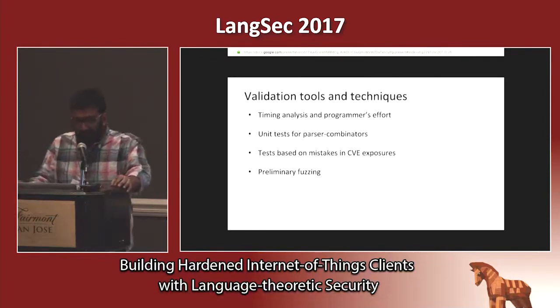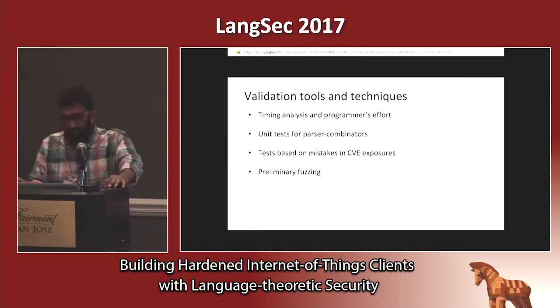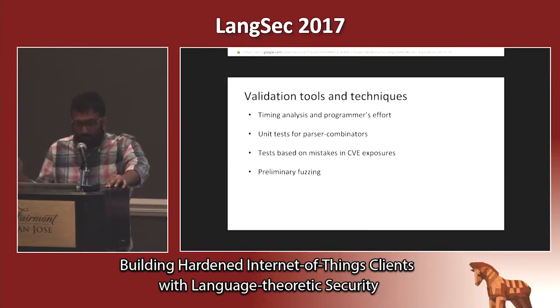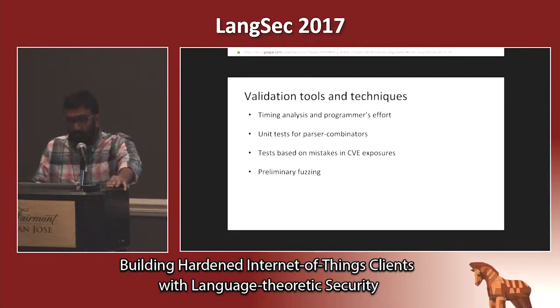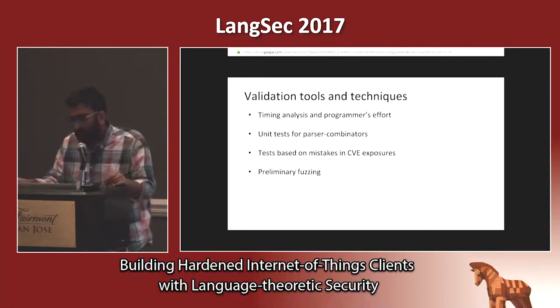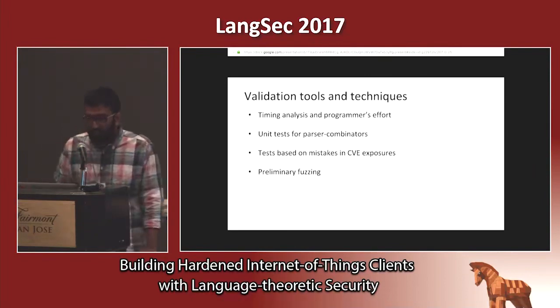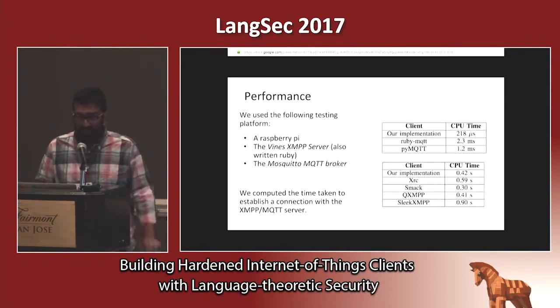Okay, so our results. We made use of a bunch of techniques to validate our work. The first one was that we performed timing analysis on each of our parsers, and we wrote unit tests while writing the code. We also tested our code using a sample set of messages that we took from the CVE list, basically messages that have been known to be malicious in the past, and we ran our parser on those inputs and saw our parser reject all of those messages.